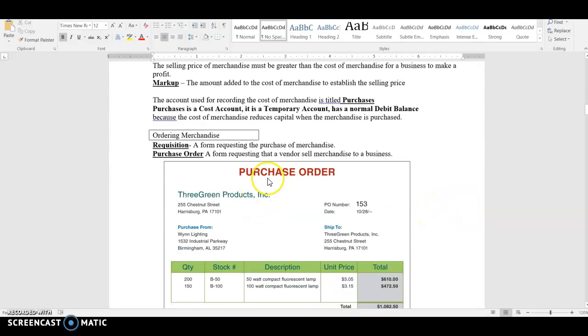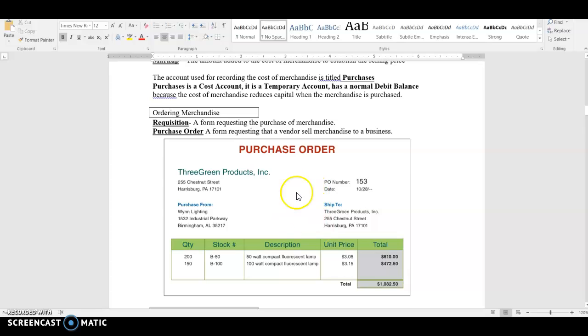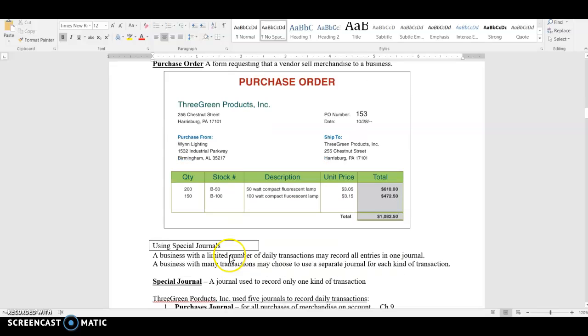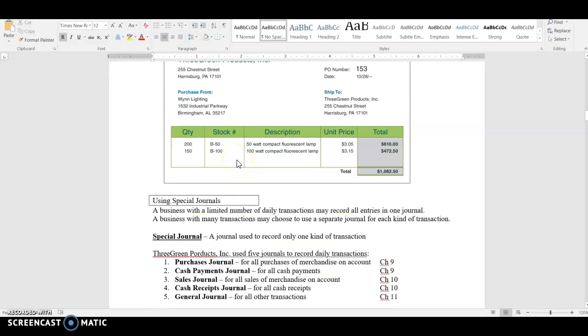We're going to talk more about this purchase order. This is from 3 Green Products, the company that we're doing in this unit. Remember, that's an environmental type company, and this is a purchase order they made for different types of fluorescent lamps and bulbs and so forth that they're going to then resell to their customers. It shows they purchased it from Win Lighting. It's a buy now, pay later situation. They bought this merchandise that they're going to sell, and they're going to pay this company at a later date.